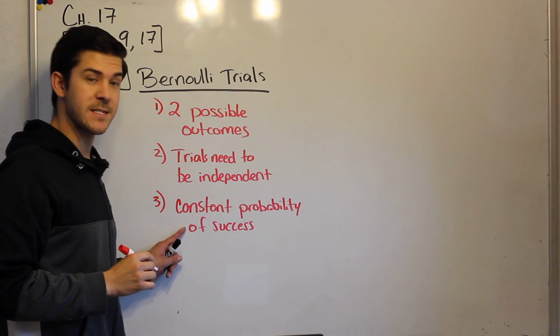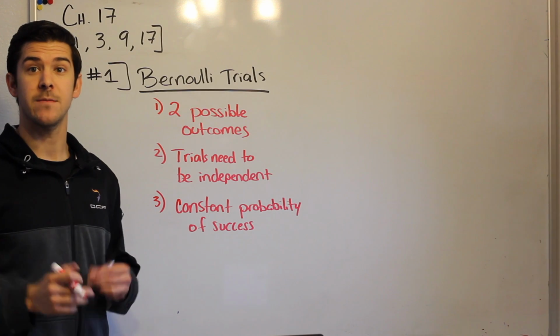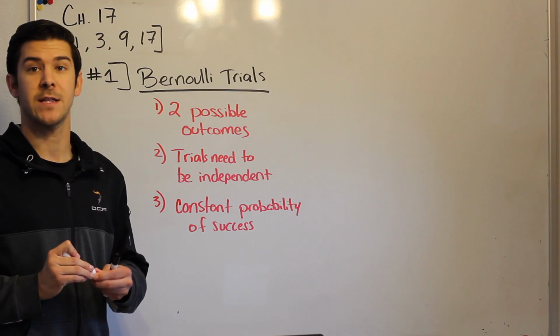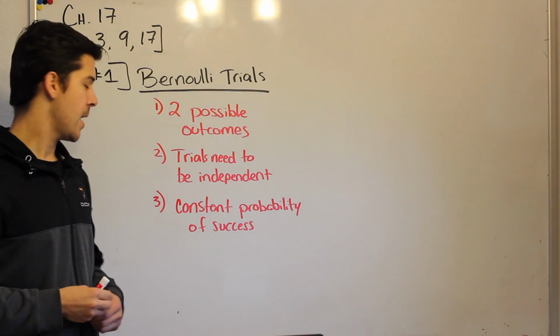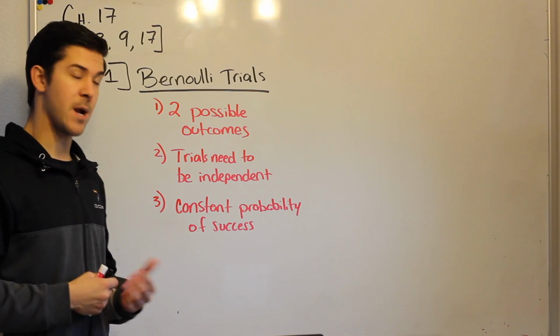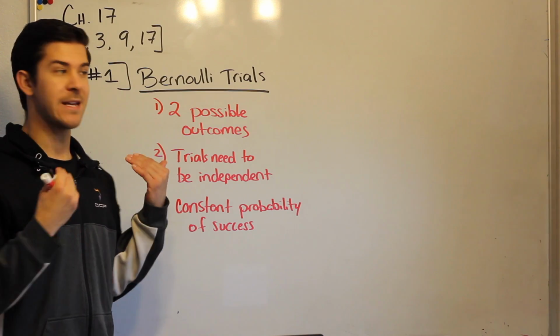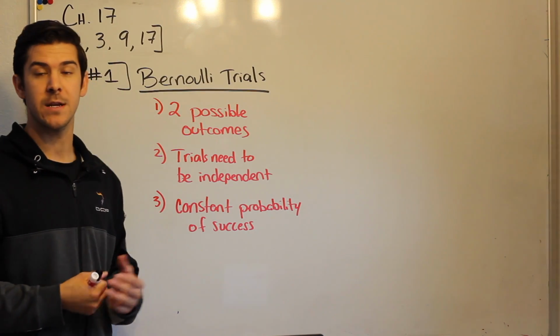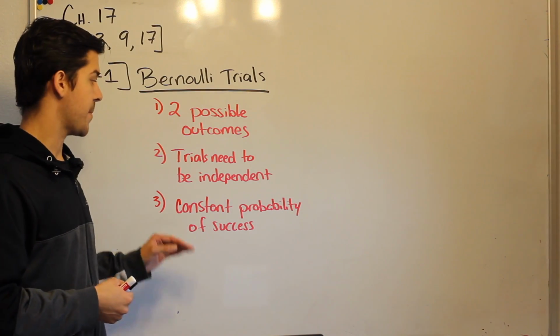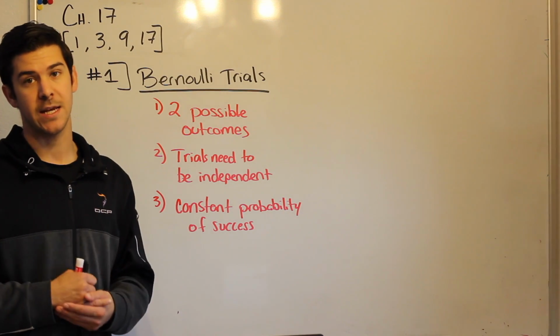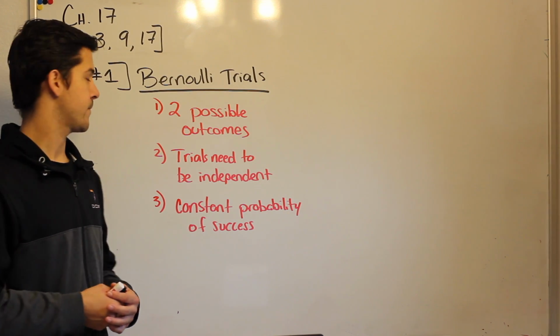Most of the time this is satisfied by it being independent, because one probability does not affect the probability of something else happening. But we really need to make sure that the probability of something occurring doesn't change throughout. We need to keep it the same even if they're independent, and we need to make sure that the probability of success is going to remain the same throughout every single trial.